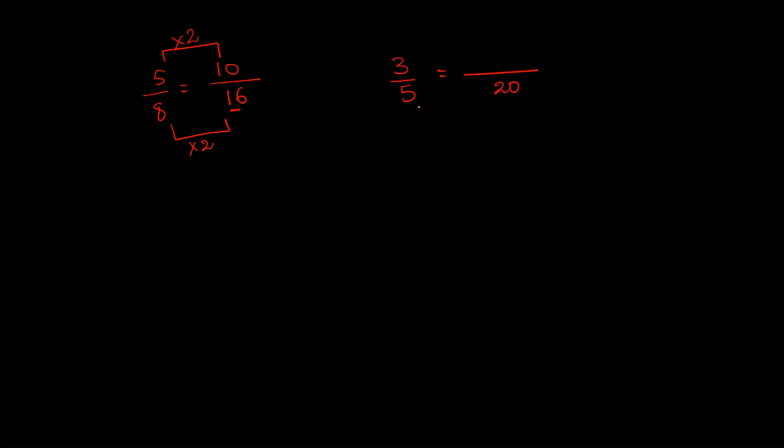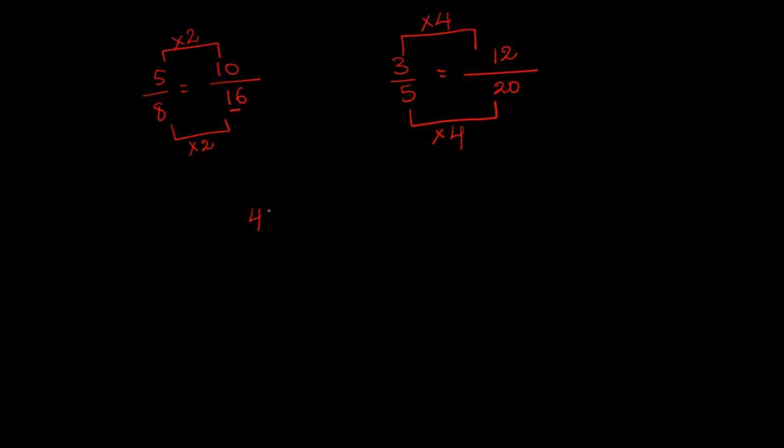Say another example, 3 upon 5 equal to, the numerator we don't know, in the denominator we have 20. Now the value has got increased, which means we have to multiply some number. We know that 5 into 4 gives 20. So even the numerator we have to do the same thing, that is into 4. 3 into 4 gives 12.